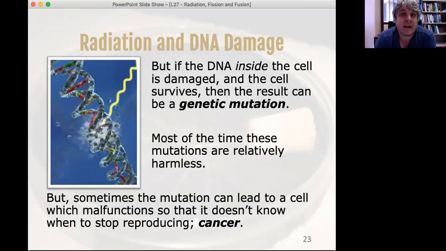Inside our cells, we have DNA. DNA is the instructions for building all of life, so all of us. And if the energy damages that DNA but doesn't kill the cell, then it can result in a genetic mutation. Most of the time, these mutations are pretty harmless. A genetic mutation just means that the code that the DNA has in it has changed slightly somehow, or maybe significantly somehow. But that's often pretty harmless because we only use less than 2% of our DNA regularly, like all the time.